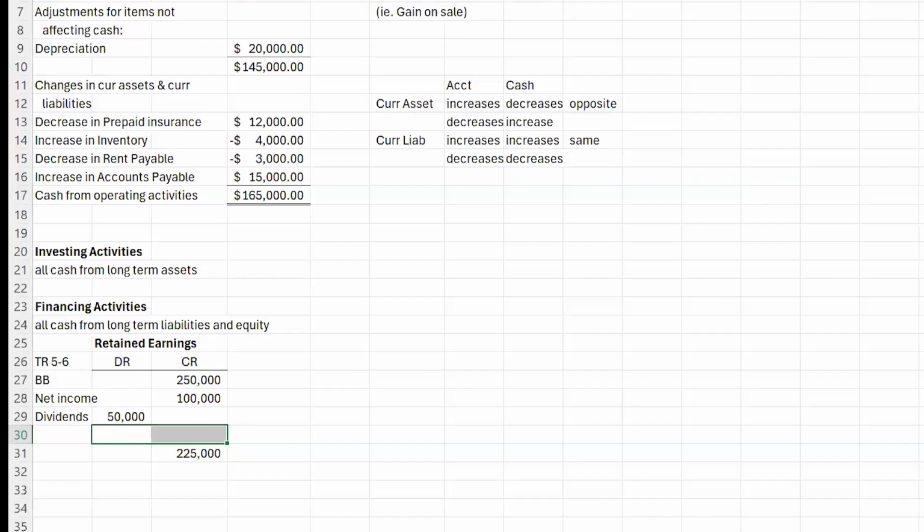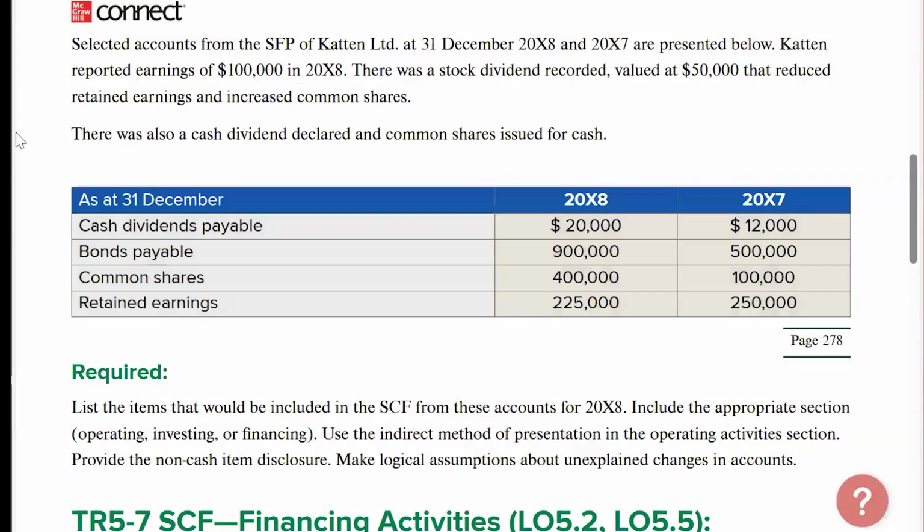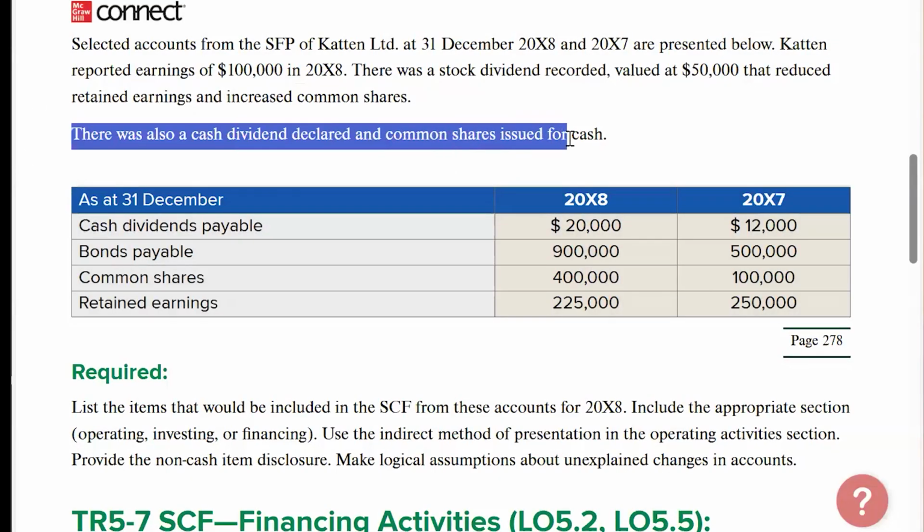Let's just go here. I'm just going to put my little highlight here. So basically, we start at 250, we add 100, we took out 50. What do we need here for the cash dividend? Basically, this is something we have to solve for. We don't know the answer. But if we say, okay, well, we started with 250, we added 100, we minused 50, and we need to get to 225, our cash dividends have to be 75. So that's one of the things that you always want to calculate to make sure you're not missing something on the cash flow statement. This one told you there's a cash dividend declared and there's common shares issued for cash as well. So those are things you have to calculate.